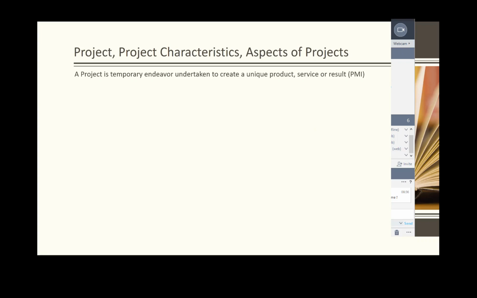Yeah. So let us try to understand some of the basic definitions of what is meant by project and how does it differ with regards to Prince2 and PMP. So on the screen you can see what is the definition of project. So a project is a temporary endeavor undertaken to create a unique product, service or result. That is the definition which you see in PMBOK or PMI.